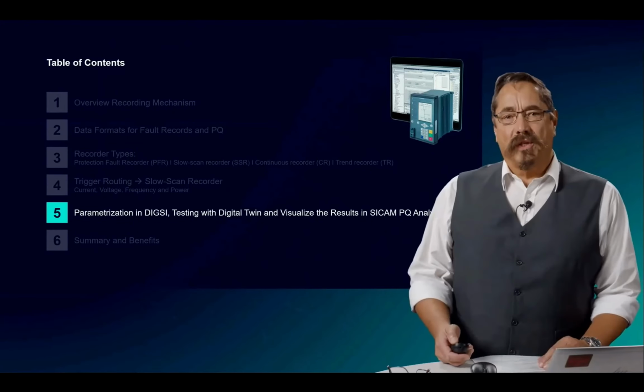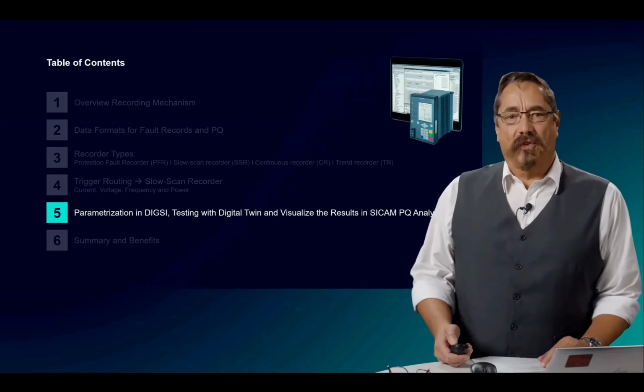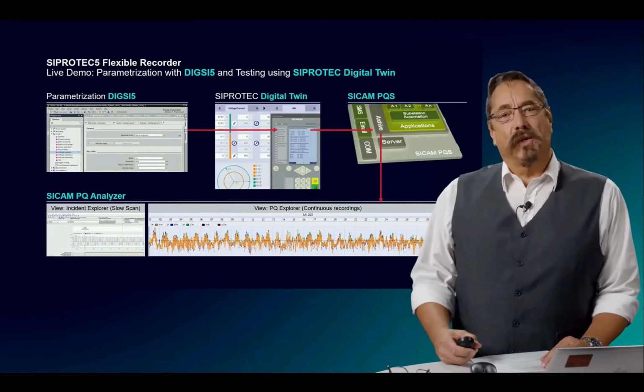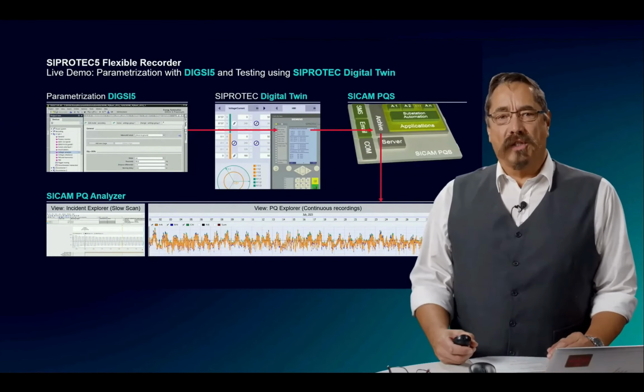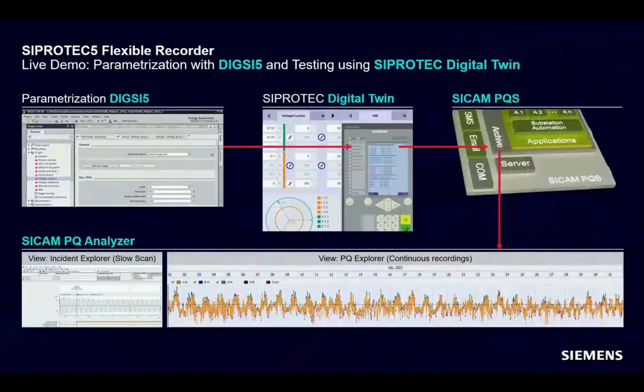Before I start with the parameterization of the recorders in the new 7SJ85 protection relay, I would like to make you familiar with the software applications used in the live demo. With DIGSI 5, I will do the complete parameterization of the overcurrent relay 7SJ85. When that is finished, I will export a simulation file. That simulation file will be uploaded into the digital twin and simulates the device. From DIGSI, a second file is required, the so-called device description or IID file.